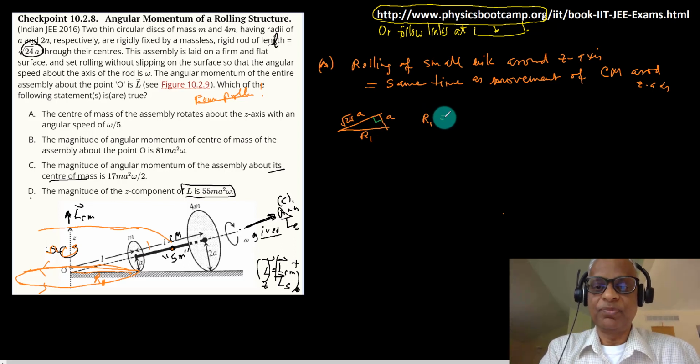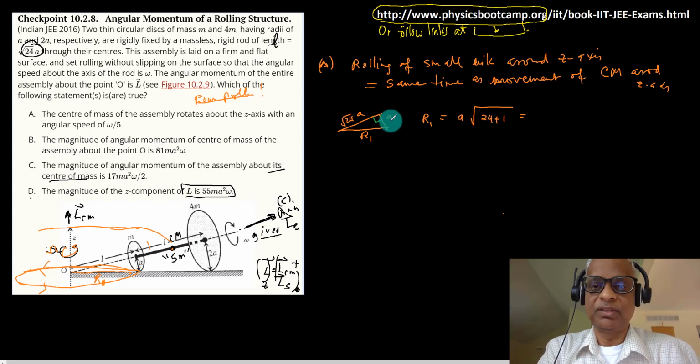So R1 is going to be the square root of 24 a squared plus a squared, the squares of this plus the squares of that, and the square root of that gives me 5a.